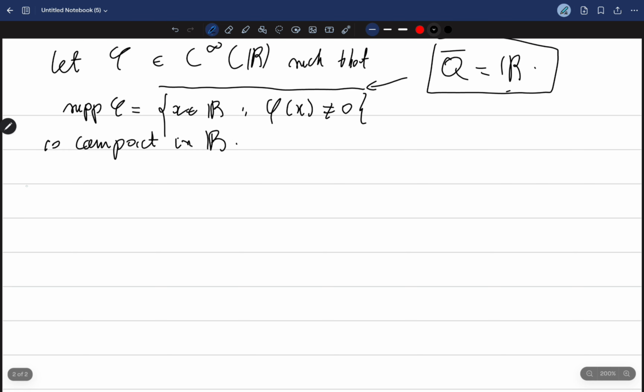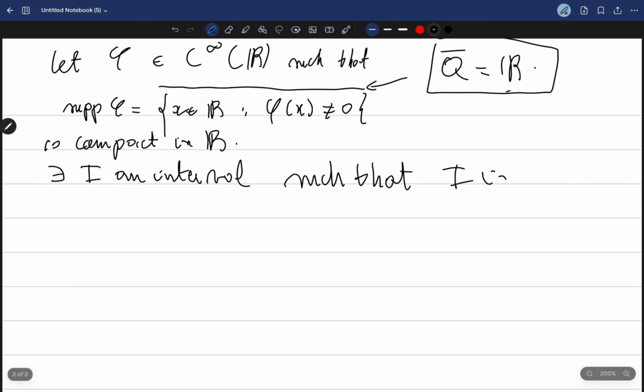Compact means that there exists an interval I such that I is bounded and the support of phi is included in I. This is sufficient because the support of phi is already closed, so we need just boundedness for compactness.